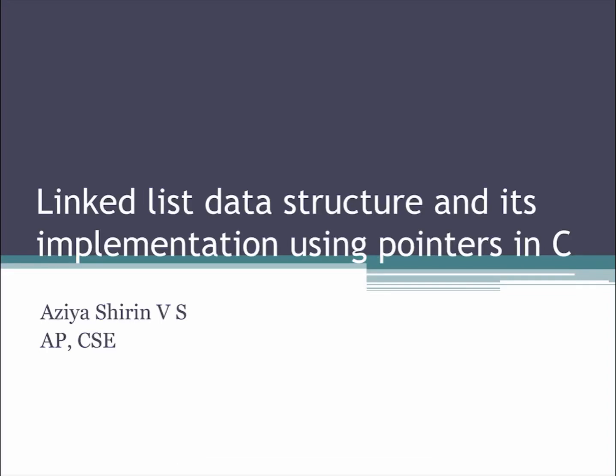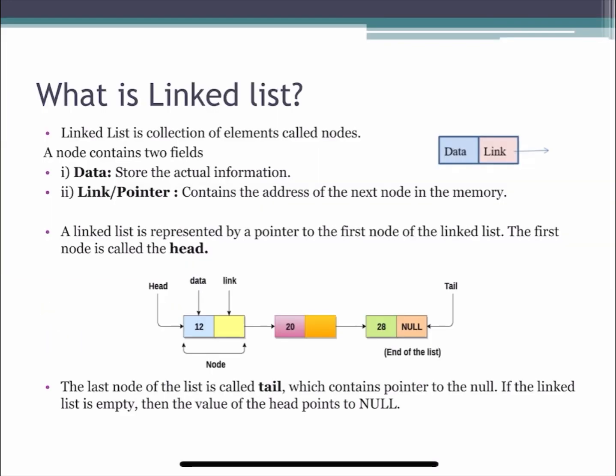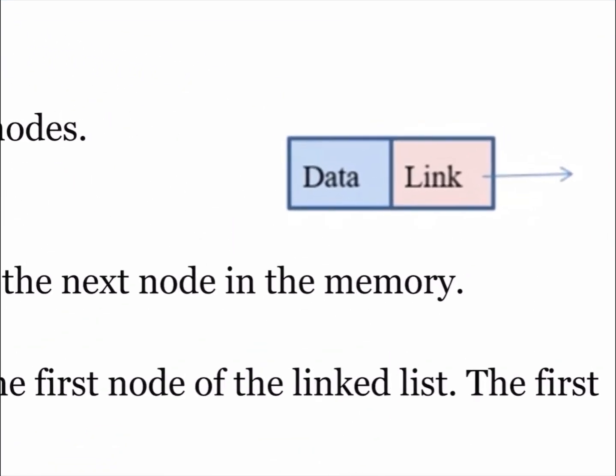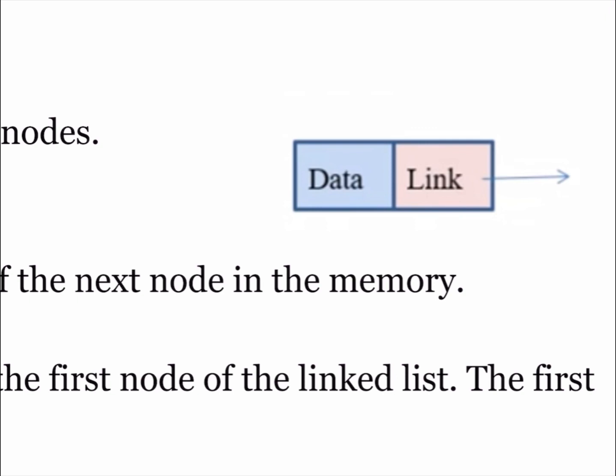This video is about linked list data structure and its implementation using pointers in C. So what is linked list? Linked list is a collection of elements called nodes. What is node? Node contains two fields. First one is data and the other one is link. Data contains the actual data and link points to the address of the next node.